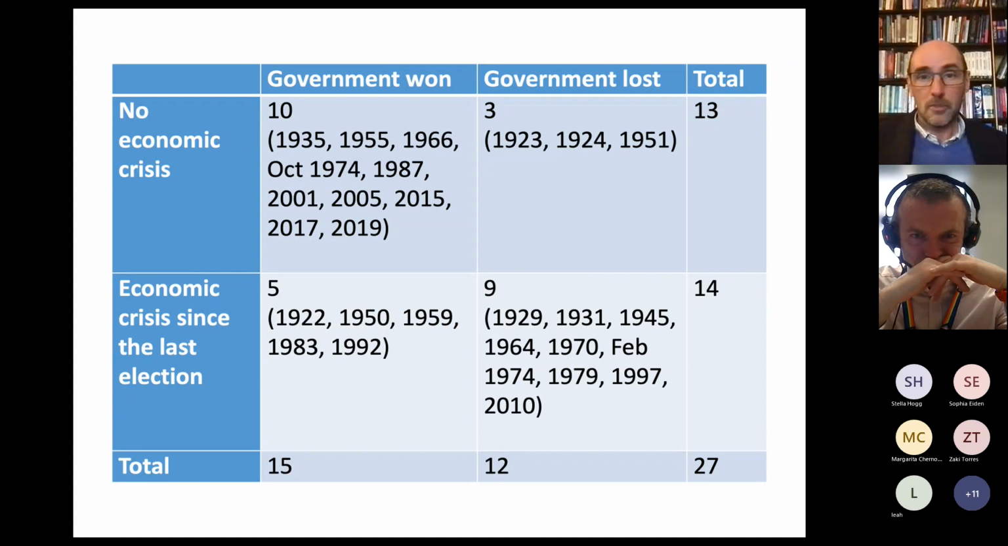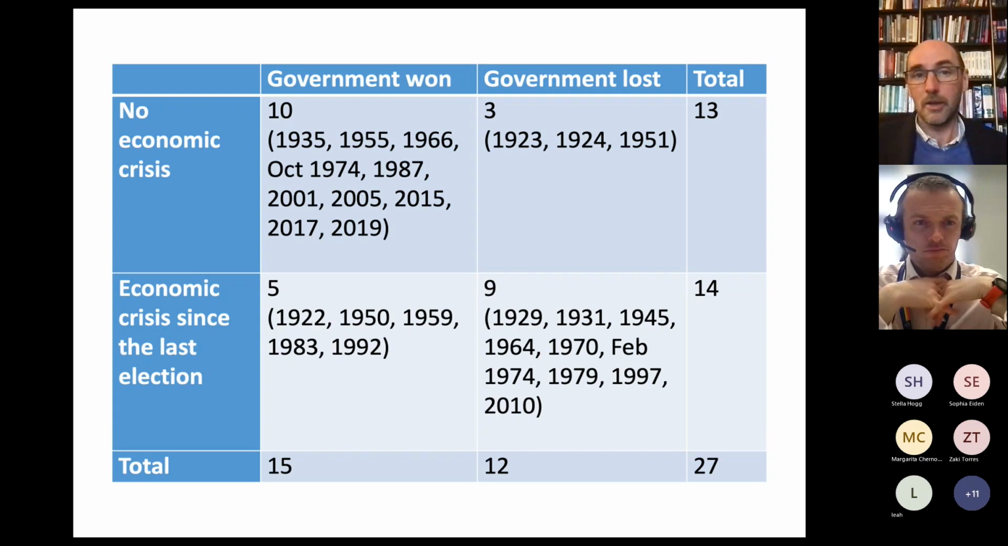Now, what's going on in the body of the table? You can see that when there isn't an economic crisis, 10 of the elections were won by the government, and the other 3, the government lost. So governments really typically win elections when there isn't an economic crisis. But when there is an economic crisis, the balance is in the other direction. The government won 9 out of 14.